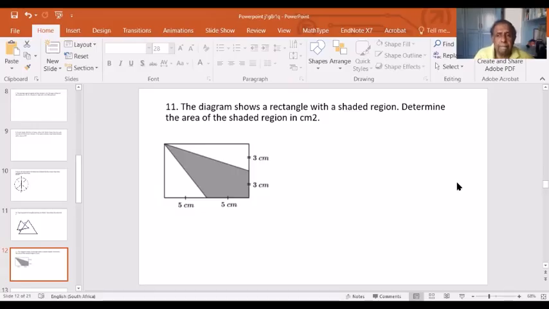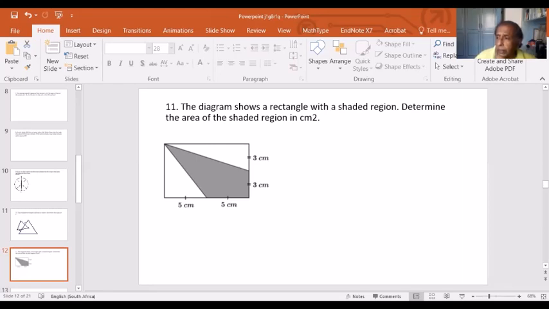Problem 11 has got a diagram here. It says the diagram shows a rectangle with a shaded region. Determine the area of the shaded region in square centimeters. Now, how do you find the area of the shaded region?